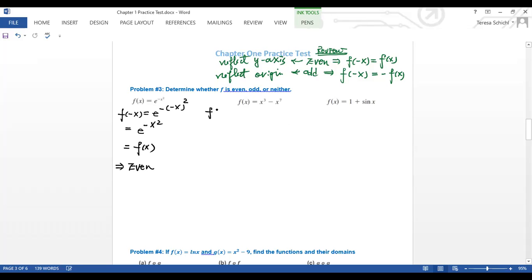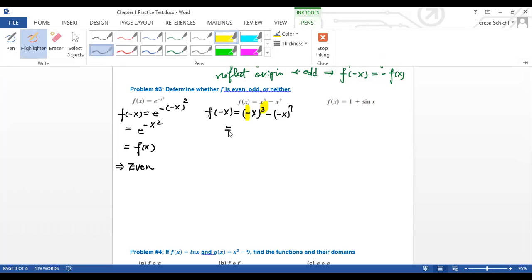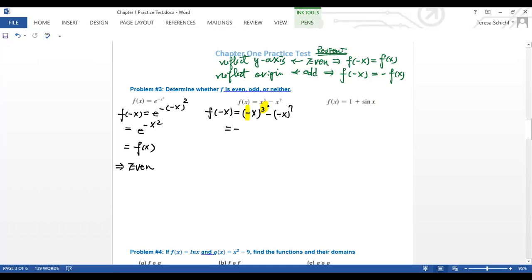Okay, now let's take a look at this one here. Remember, we always start with negative x. Just be careful about the positive and negative signs. So this is x to the cube, so you have negative x to the cube. Be careful about these negative signs, right? So it's negative, and then the x is negative x to the 7th, right? Okay, so now I know the negative sign to the odd power is still negative, right? So this is negative x cubed.